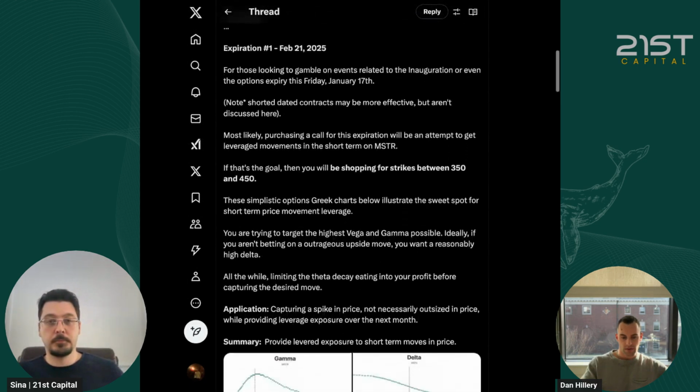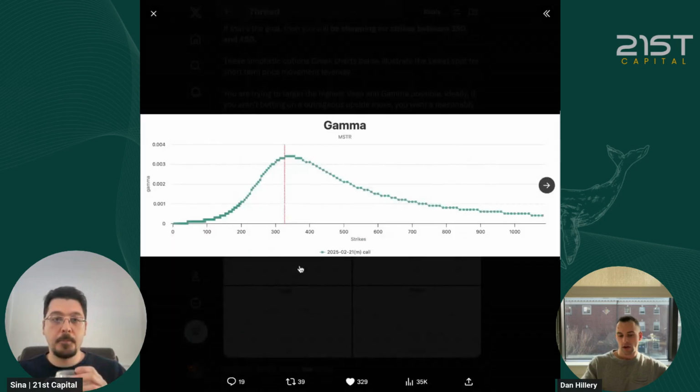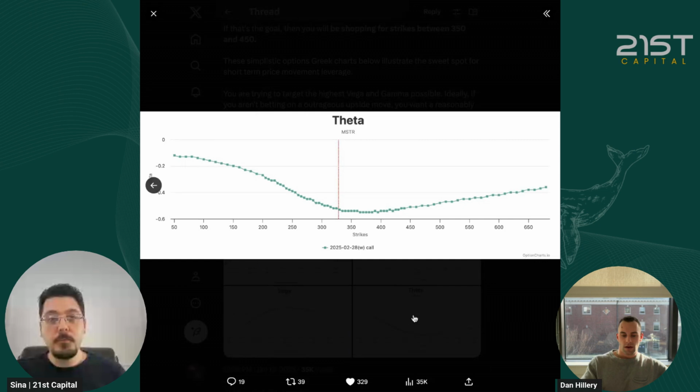Is it the February 20th? Yeah, February 21st expiration. And we're looking at a single Greek. In this case, let's do something like theta. So theta, again, is the time decay of the option contract. And you can see these are the different strikes.